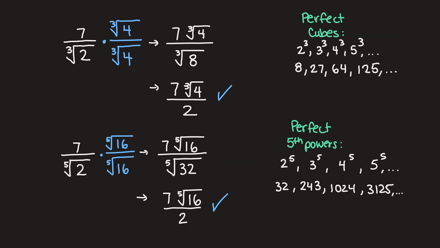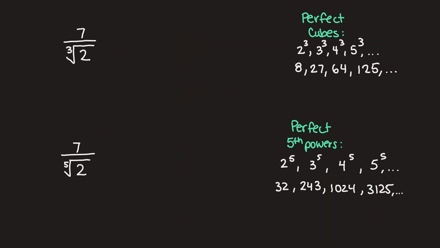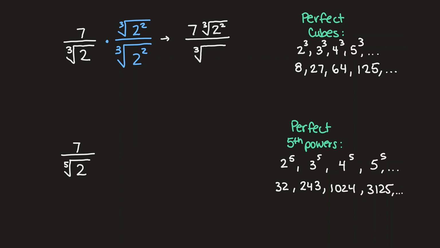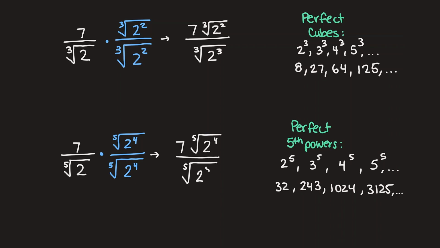So sometimes it may be helpful to use exponential notation to help us decide what to multiply by. For example, in order for 2 to be a perfect cube, we would have to multiply by 2 squared, so 2 times 2 squared, which is 2 to the third power. Or for 2 to be a perfect fifth power, we would multiply by 2 to the fourth power, so that 2 times 2 to the fourth power will give us 2 to the fifth power. So we'll use this strategy when rationalizing.